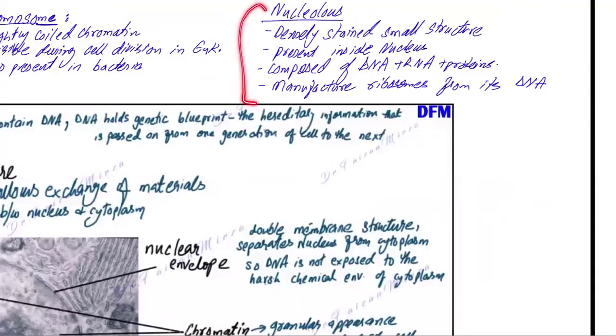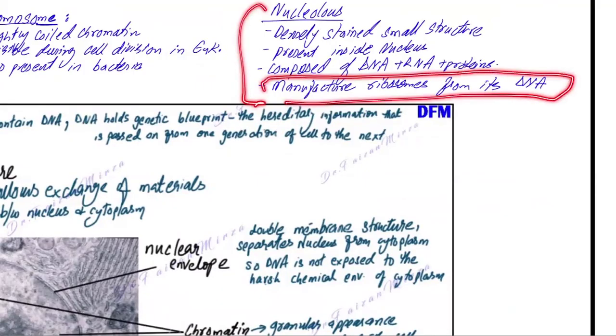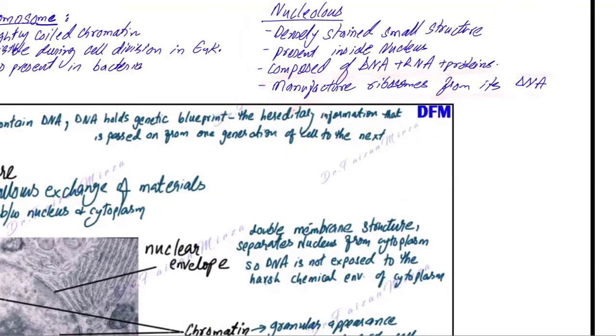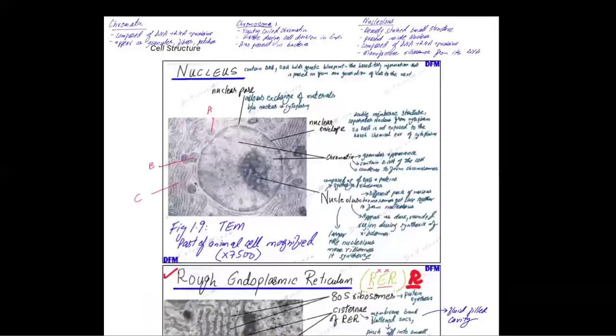Nucleolus, already discussed with you, the function of the nucleolus is to manufacture ribosomes. It has its own DNA, so yes, it can make its own ribosomes. It basically makes ribosomes for the cells. What does the nucleolus actually look like? It looks like a densely stained small structure present inside the nucleus, composed of DNA, RNA, and protein. So these facts should be kept in mind.